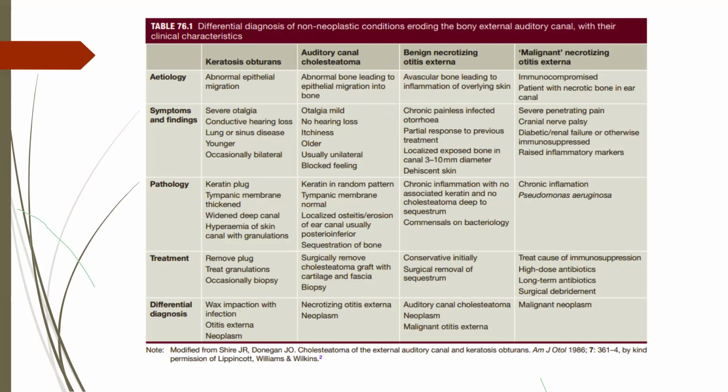For keratosis obturans, the main treatment is to remove the plug and treat the granulations, as well as occasionally biopsy if you're concerned about other conditions being involved. For canal cholesteatoma, surgically remove the cholesteatoma, with a graft of cartilage or fascia placed on the area that has been dissected. Benign necrotising otitis externa is treated conservatively initially and can have surgical removal of the sequestrum when required.